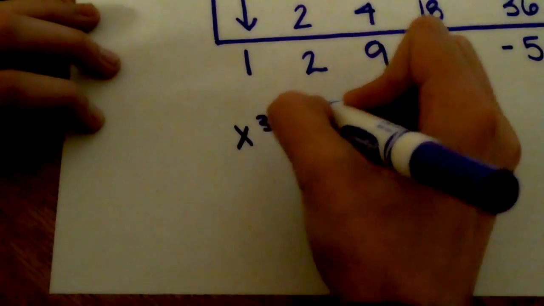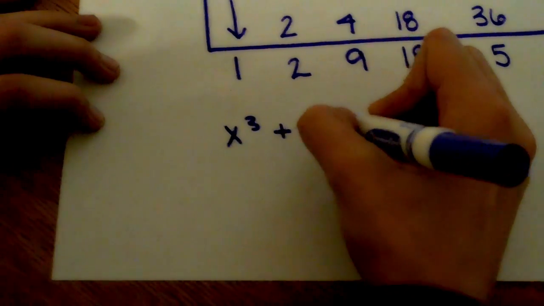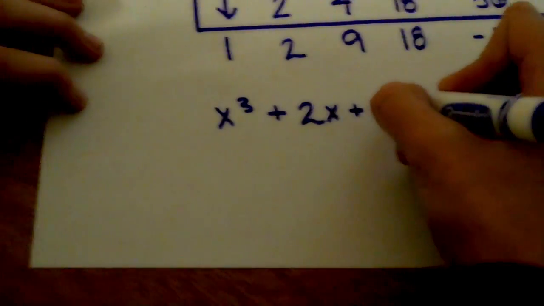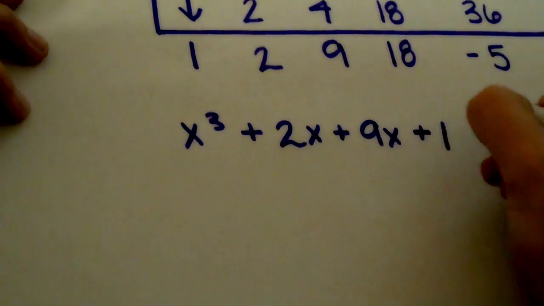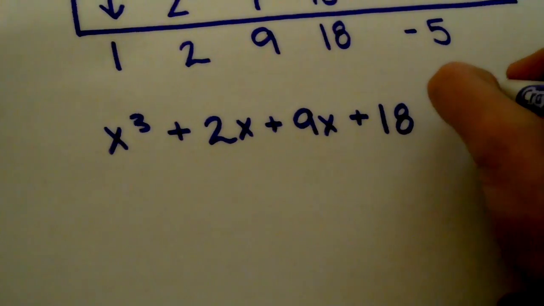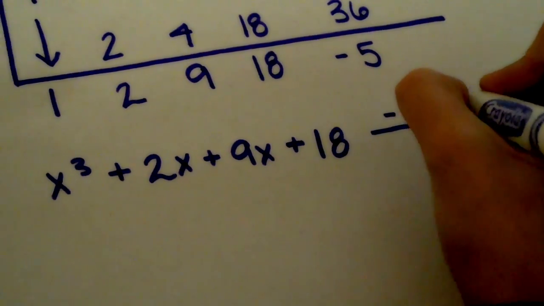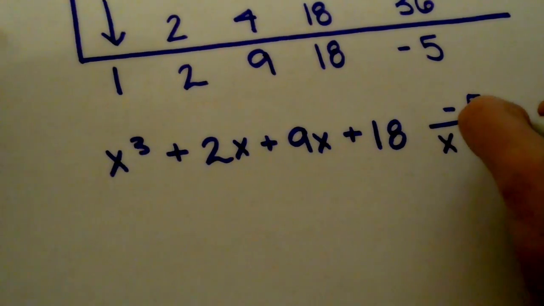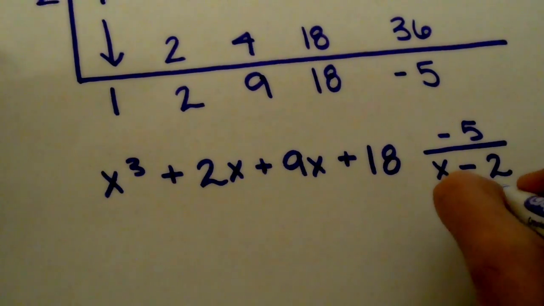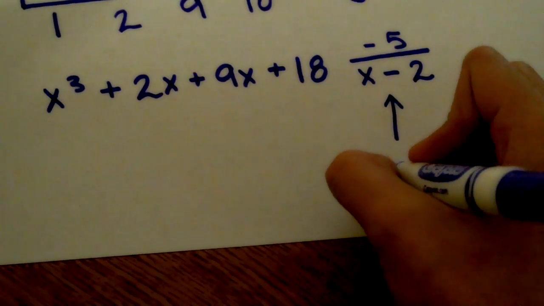And then you're just going to write out your equation, and it'll always be one less power than the beginning equation, so that's one way you can find out what degree it will be. And then the last number will be your remainder.